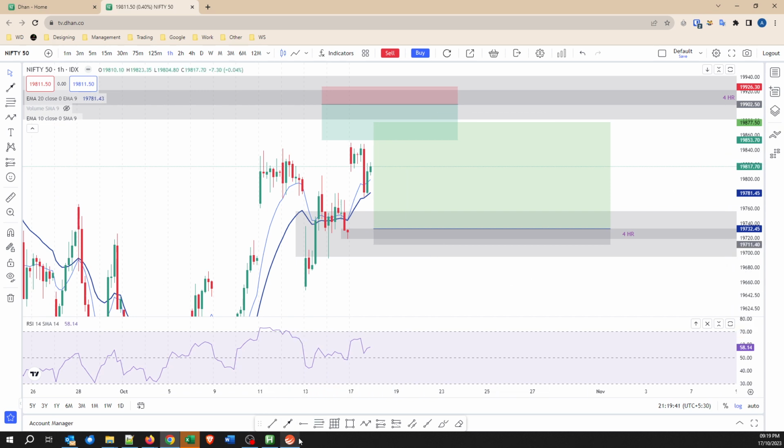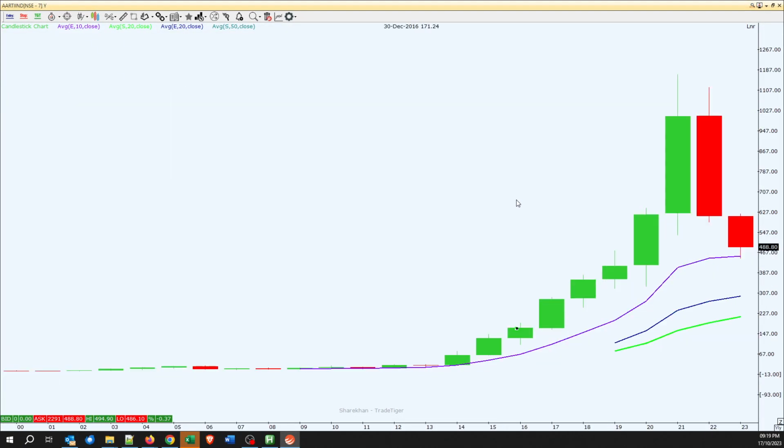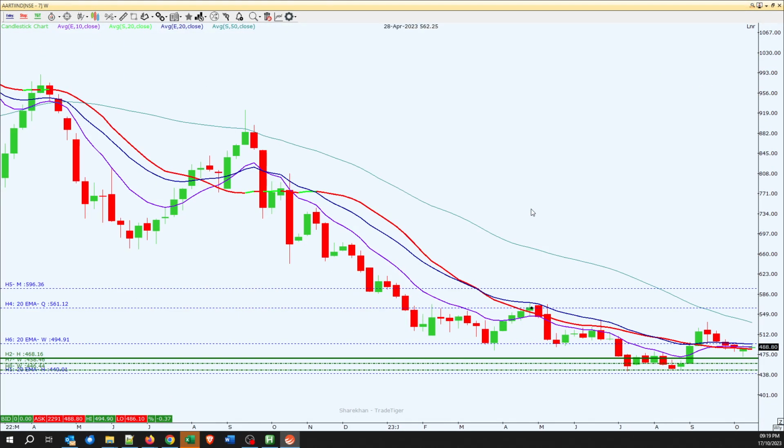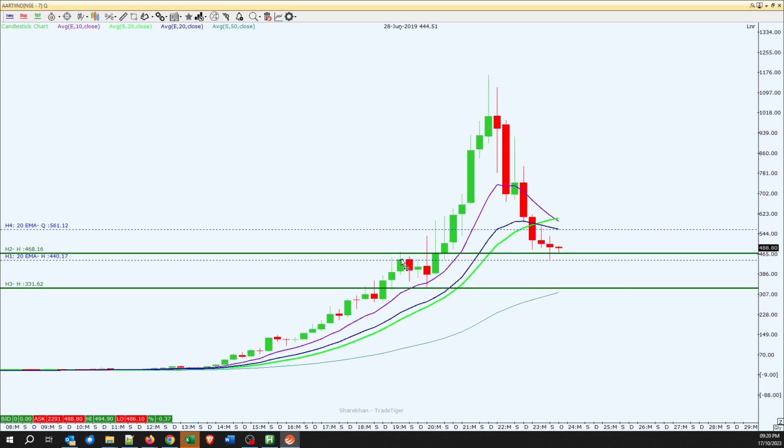All right. So I would also want to discuss another stock with you. So this is AARTI Industries. As you can see, it has given us a good fall, and now it is consolidating in the quarterly demand zone after entering it. It also has the half yearly demand zone with half yearly EMA support, and within that also is the quarterly demand zone here.